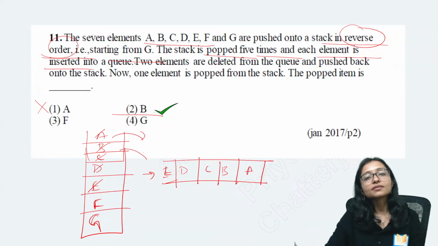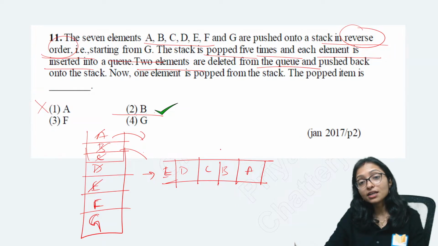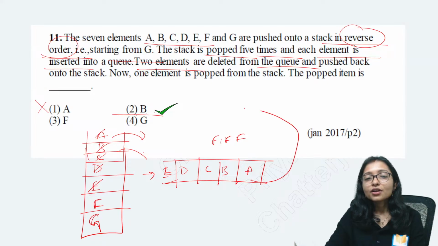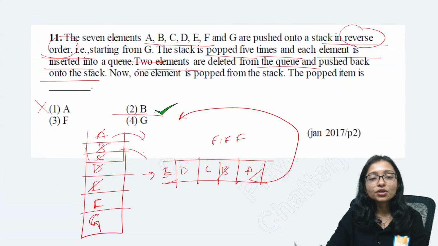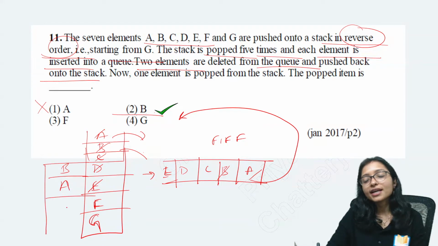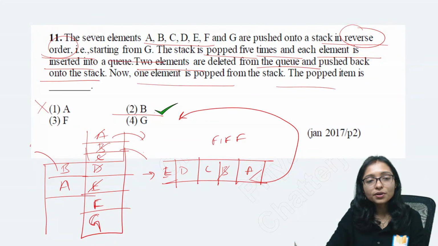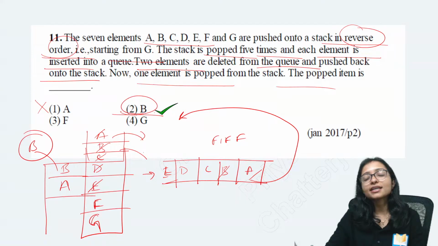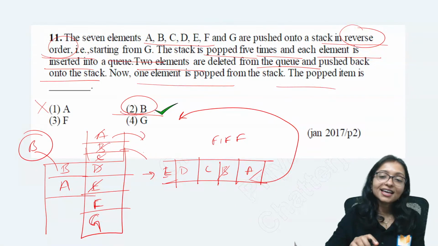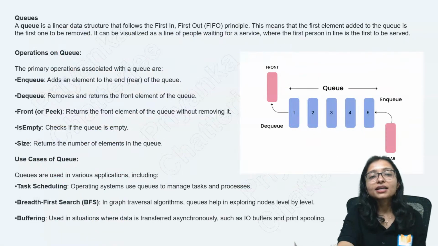Now 2 elements deleted from the queue. First in, first out, FIFO. Which one first in? A. 2 elements deleted and you are going to push them into the stack: A, B. So I am going to insert A again, B again. This is here now. Right. Now after that, new element. Now you are going to pop B. That's why the answer is B here. Yes. Easy question, see that, but you are making a mistake.